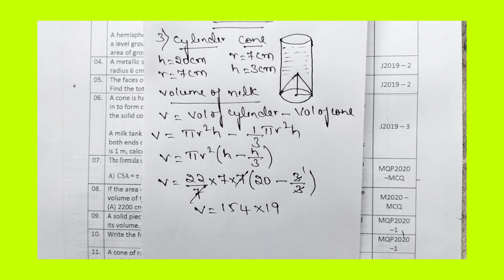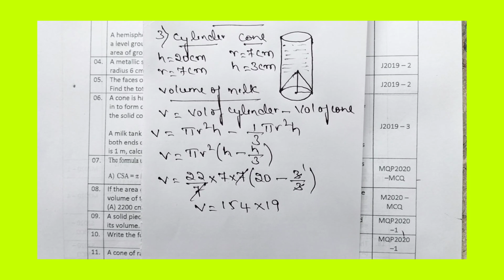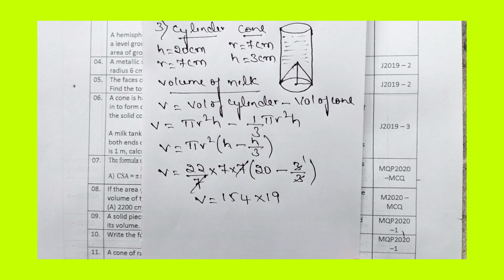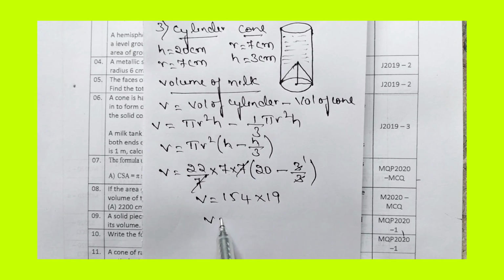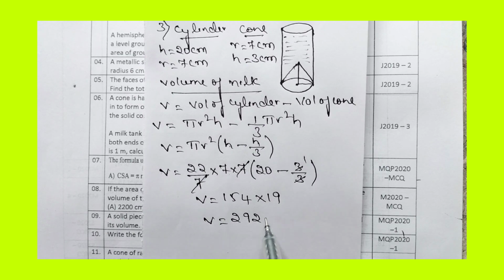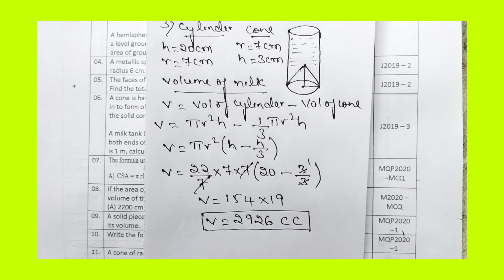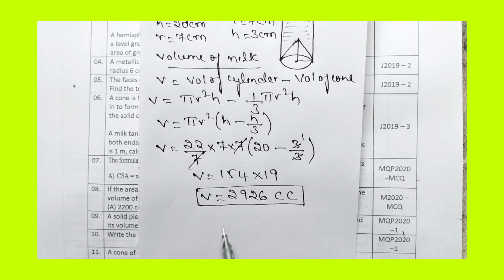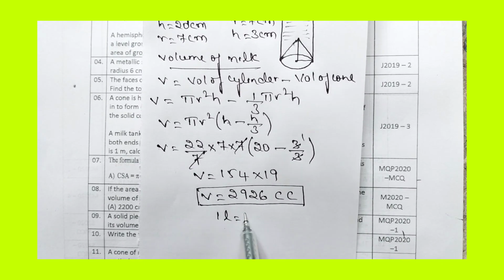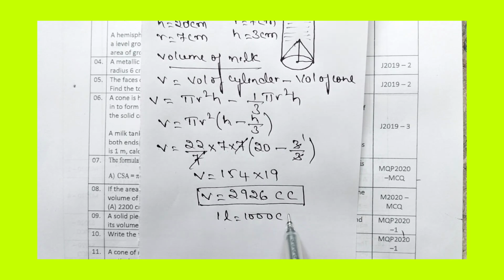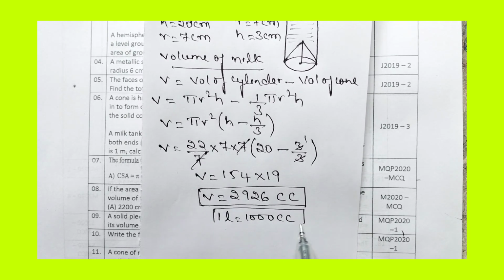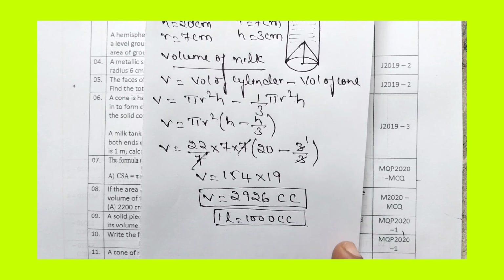So 154 into 19. If you multiply 154 into 19, volume is equal to 2926 cc. This is the total volume in cubic centimeter. But you have to convert this into liter. We know 1 liter is equal to 1000 cc. So to convert cc into liter, divide by 1000.